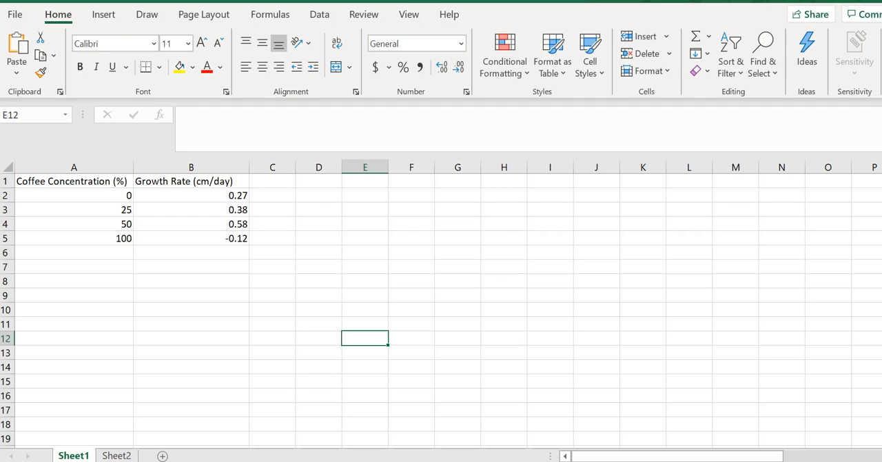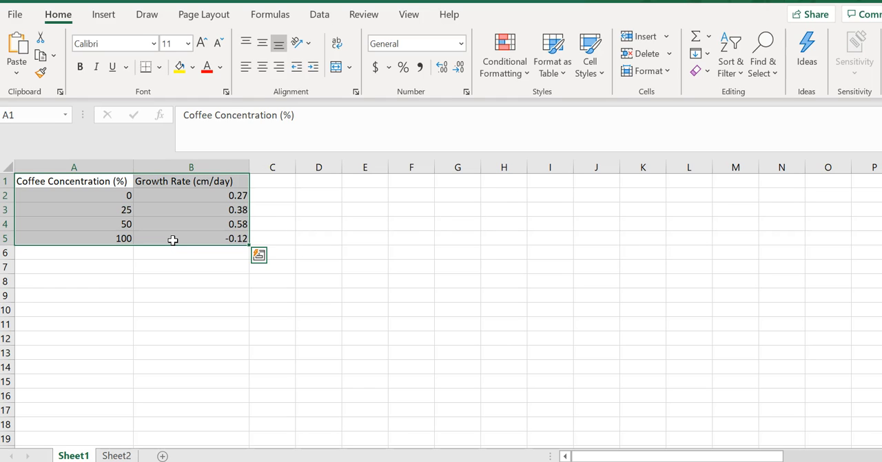In column B, I have growth rate. Growth rate is my dependent variable. It is what I measured or observed. Make sure that you put your dependent variable into column B so that your dependent variable will be plotted on the y-axis. So the first thing I'm going to do is I'm going to highlight A1 through B5.